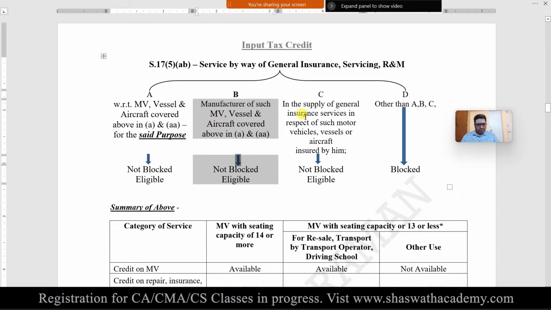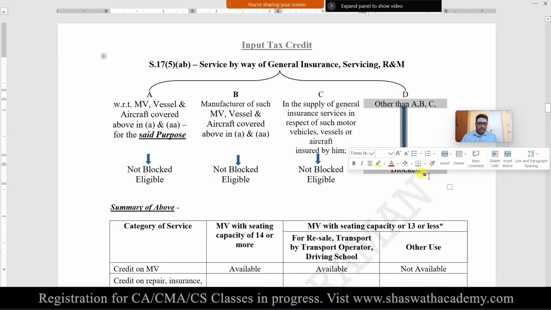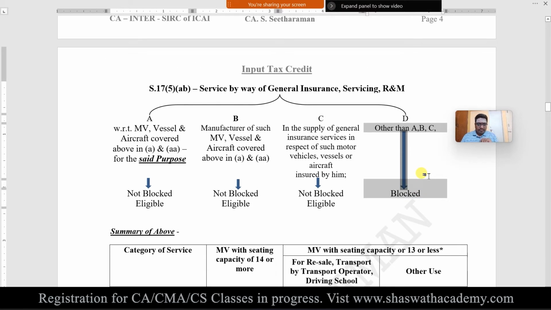Next to that, sir, an insurance company which is taking reinsurance. Sir, in the riskier area, there is a probability that I might go for the reinsurance. If I go for the reinsurance, that is also not blocked, eligible. And finally, my dear brothers and sisters, apart from this ABC, anything else is blocked. And most logically, if you check what will be coming over there, let me give you very clearly: whatever we previously learned in two provisions as blocked, it will come over here.